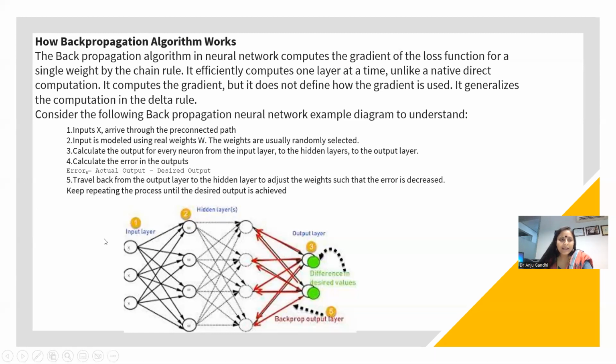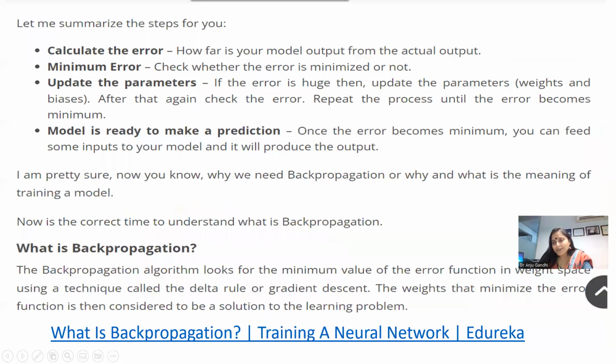And after that, we will be calculating the error here. What is the actual output and what is the desired output? We will take the difference of those and we'll get the error, right? After that, travel back from the output layer to the hidden layer to adjust the weights such that the error is decreased. Keep repeating the process until we get the desired output, right? So this is the way this algorithm is going to work. So this is what we have in a backpropagation neural network.